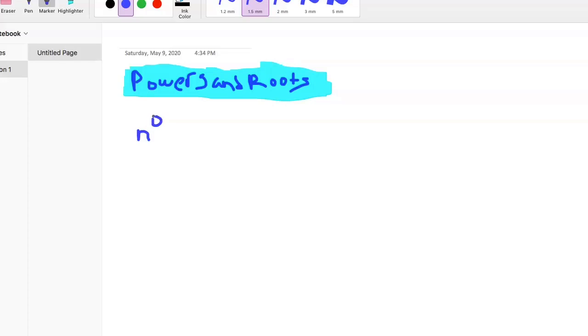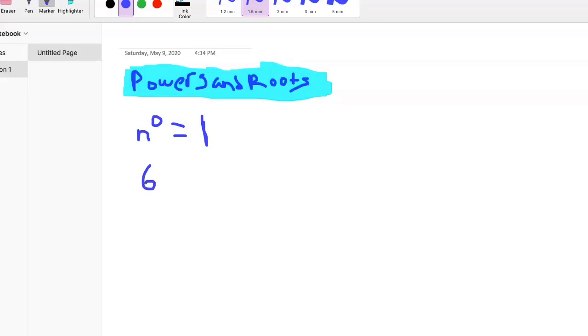So you see something like this, anything to the 0 power. Anything to the 0 power always equals the same thing, which is 1. So if you have 5 to the 0 power, that equals 1. If you see 5 million to the 0 power, that also equals 1. So that's to the 0 power.